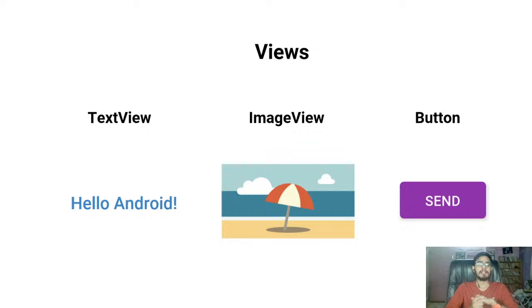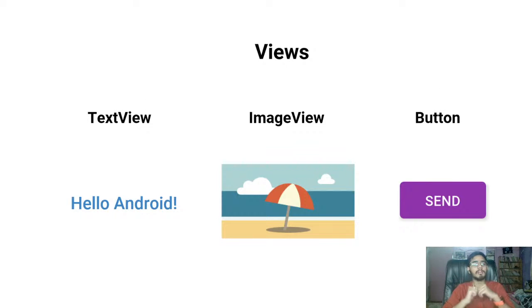For now you just need to know about these 3 basic views. If you have worked with the normal Java language, then you will know what they are. When you talk about text view, it's just a text box which you can add in your app. Suppose you write hello Android, this is the string. If you want to write anything, you write it inside a text view.